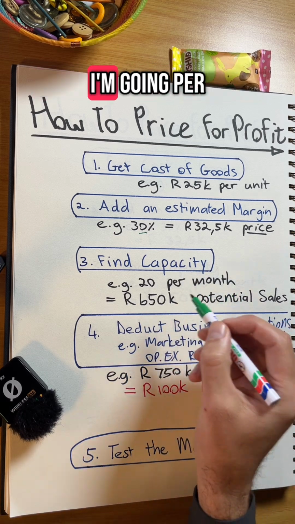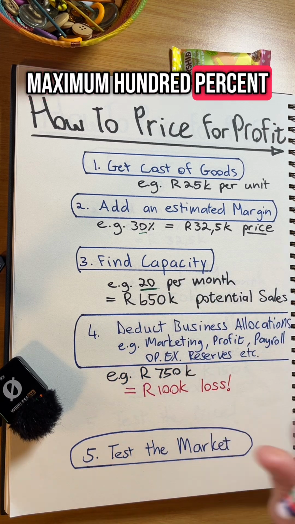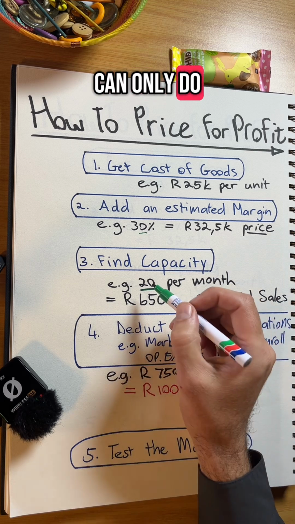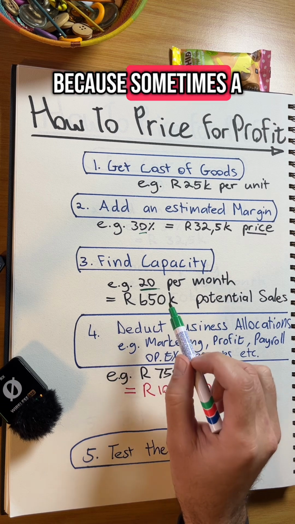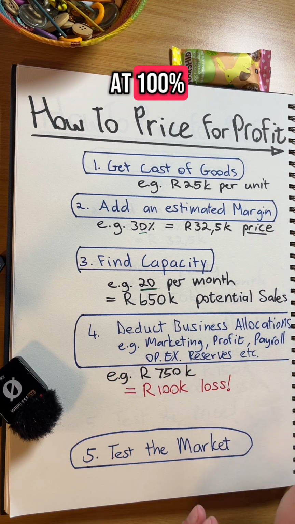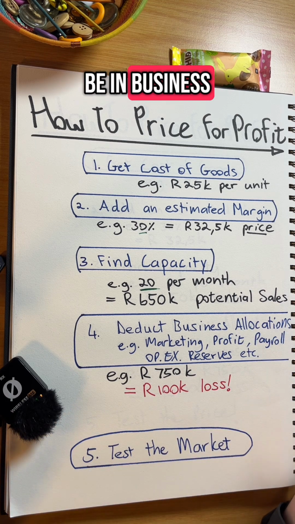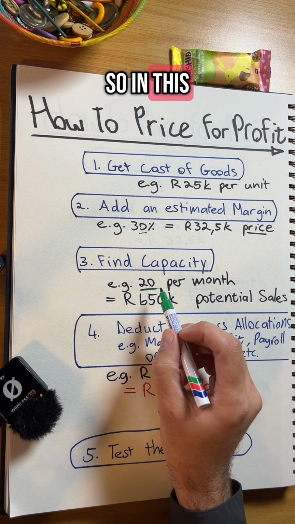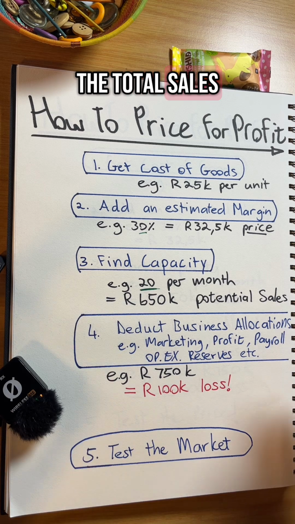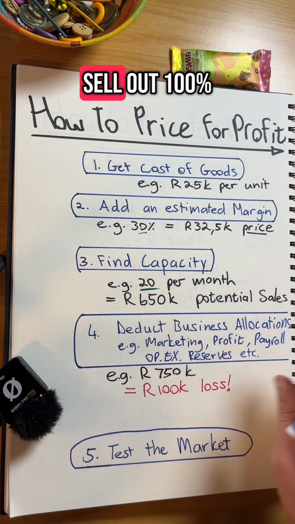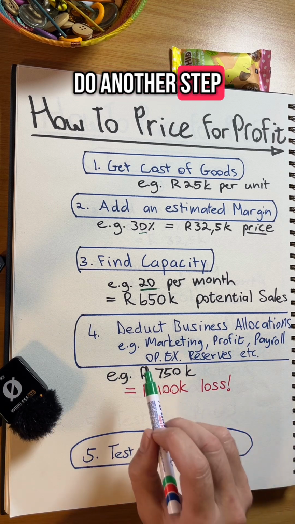In this example, I'm going per month and I'm saying this business at maximum 100% sold out capacity can only do 20 sales a month. This is important because sometimes a business sells out at 100% and they are still broke and they still can't afford to even be in business. Funny, right? So in this example, 650 would be the total sales, potential sales, if we were to sell out 100%. Now we have to go and do another step.